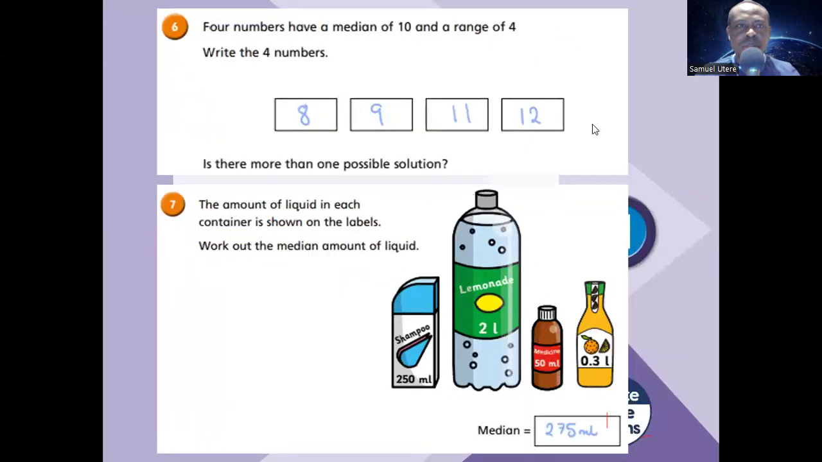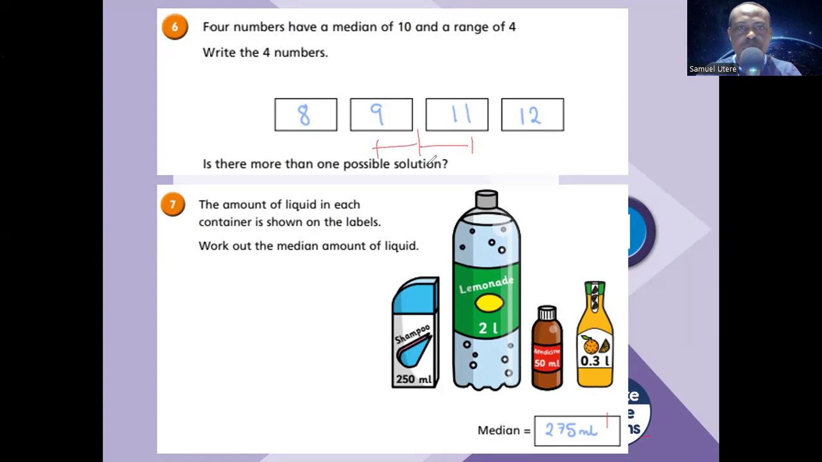For question 6, you're asked: 4 numbers have a median of 10 and a range of 4. Write the 4 numbers. Now we can think about the median first. So you write your 4 cards. We know we're going to have a median of 10, so we can use that technique we used before. Remember your interval.